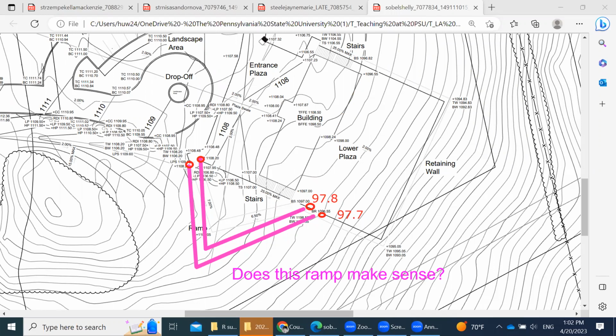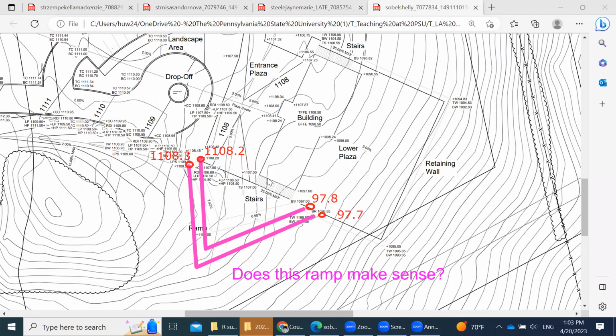After that, I would do a 5% slope, right? So if this is 1108.20 and this is 1108.30, that's a little higher. This one is a little higher. Then when I do a 5% slope, I need to find which contour.